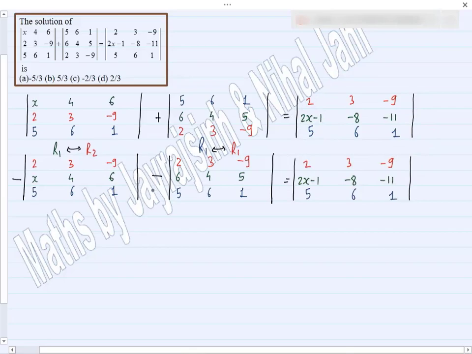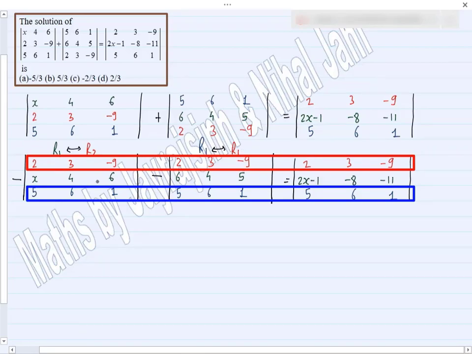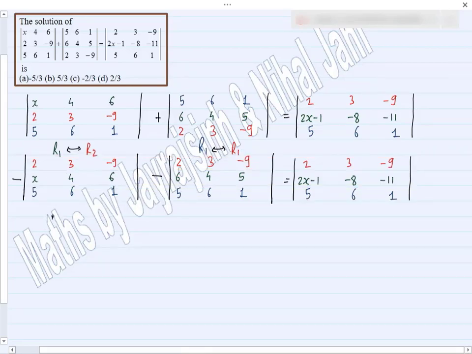Now, let's remember the summation of two determinants: two rows must be equal to each other and they will remain as they are. In this case, our first and third row will remain as they are, and here to add the second row, we'll get minus x and minus 6. Next element minus 4, minus 4. Last element 6 minus 5. Our right hand side will remain as it is.